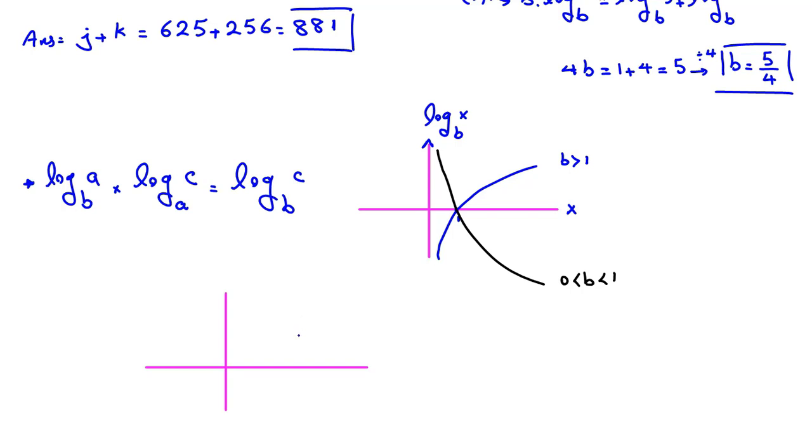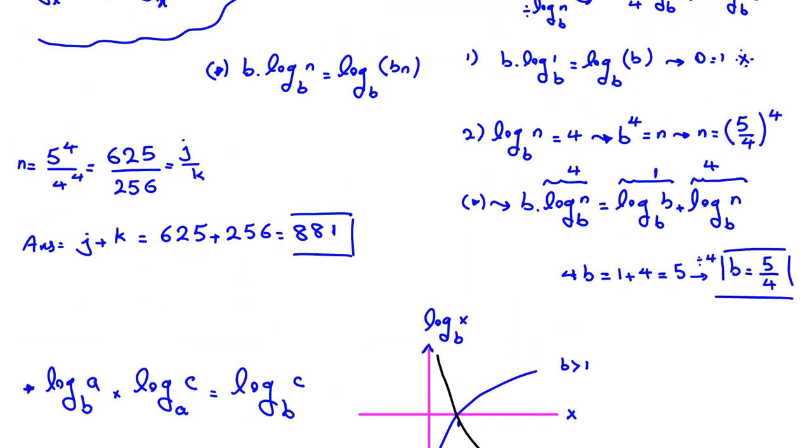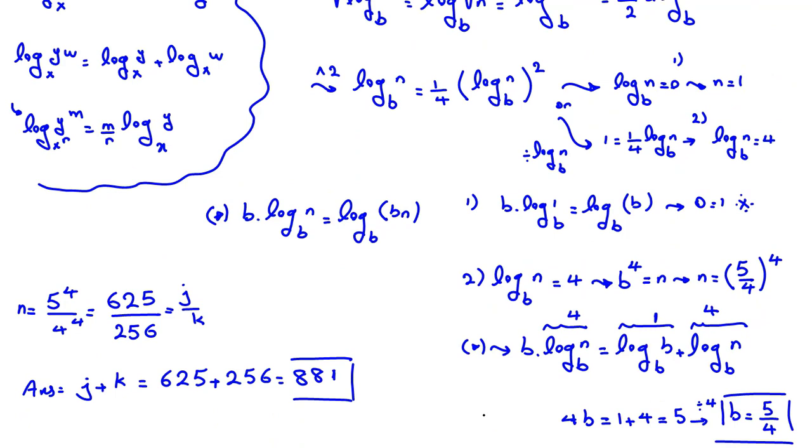Again, if you want to consider, for example, b to the power of x, and if b is greater than 1, it will be this, and it passes through 1. And if b is between 0 and 1, it will be something like this. So we've seen it is a decreasing function or an increasing function, which is very useful in many problems. So we've calculated this problem completely, and the answer is 881.